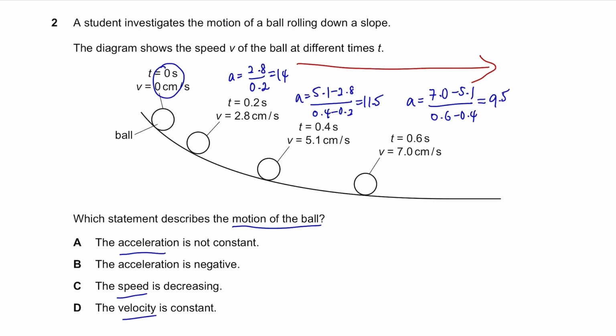Option A says that acceleration is not constant. Well, that's correct. They're all different. The acceleration is negative? No, they're all positive numbers, so this is wrong. The speed is decreasing? Even though the acceleration is decreasing, the speed is actually increasing, so nope. The velocity is constant? Of course not, there is acceleration. So the answer is A.